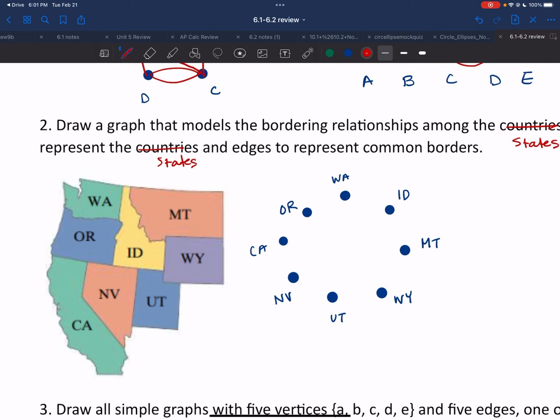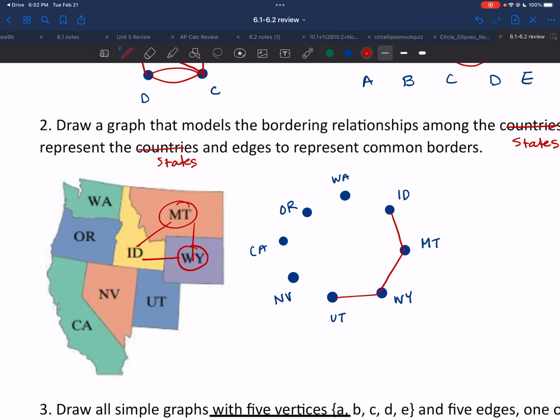So I'm going to start with Montana. Montana is connected to Wyoming and Idaho. So Montana is connected to Idaho and Wyoming. So I've got those done. Then I'm going to look at Wyoming. Wyoming is connected to Montana, which I already have, and then it's connected to Idaho. So Wyoming is connected to Idaho.